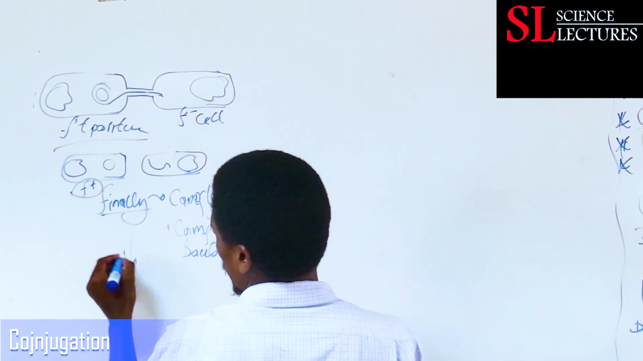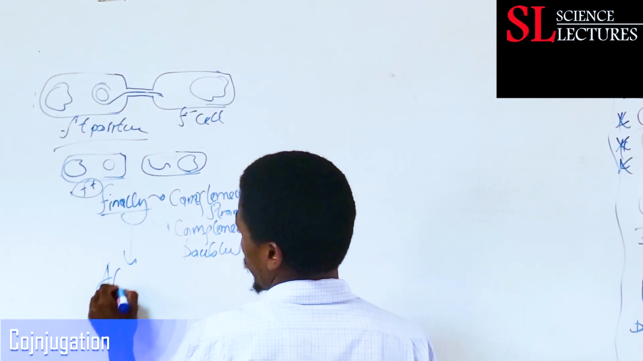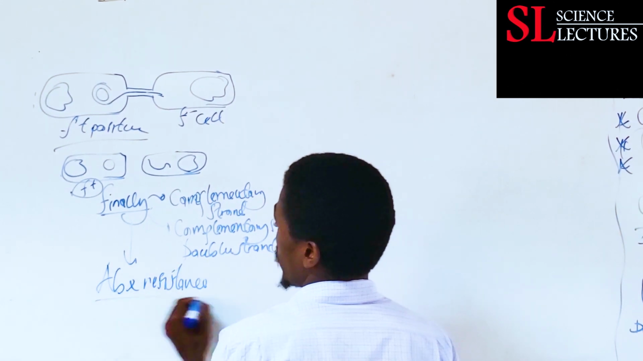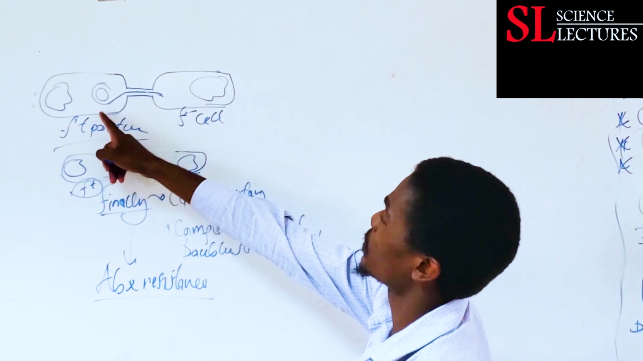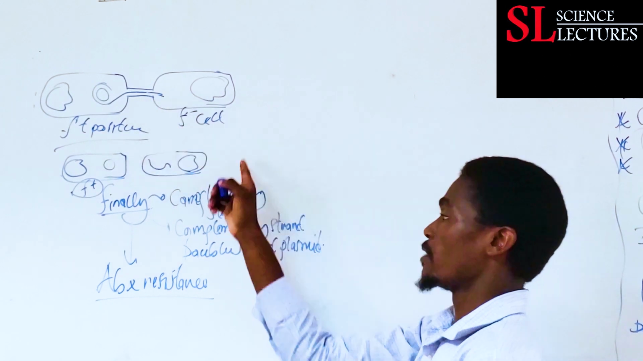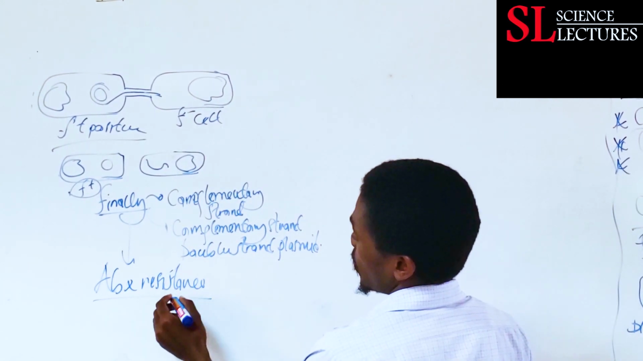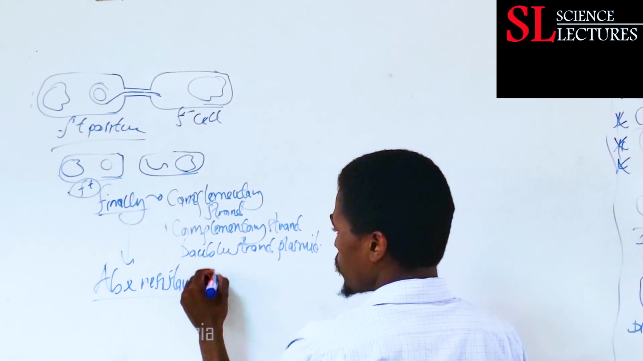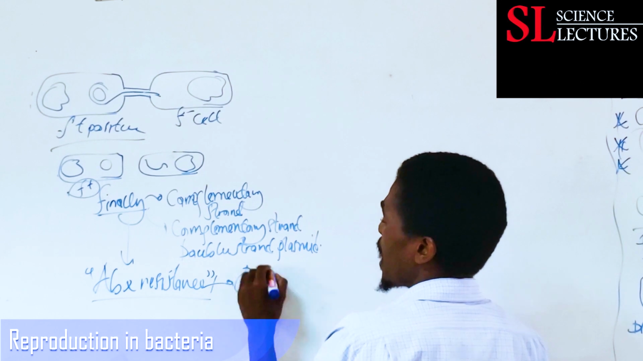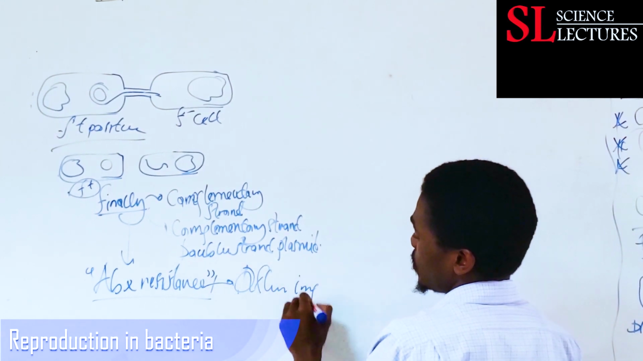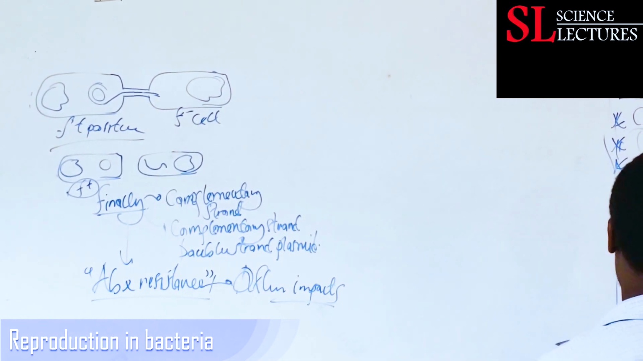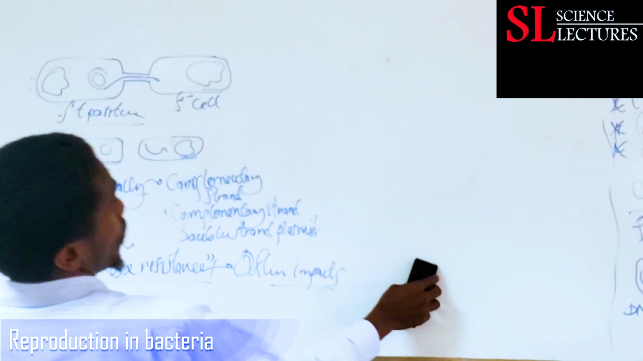Plasmids are very important in antibiotic resistance in bacterial cells. If the F positive cell had a plasmid with a gene for antibiotic resistance, it will give the gene to the F negative cell, hence very important for the survival of cells. Not only antibiotic resistance, but other important genes that the cells might require. So that is it with conjugation as one form of genetic recombination.